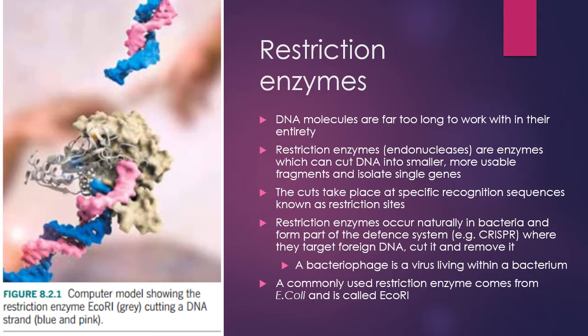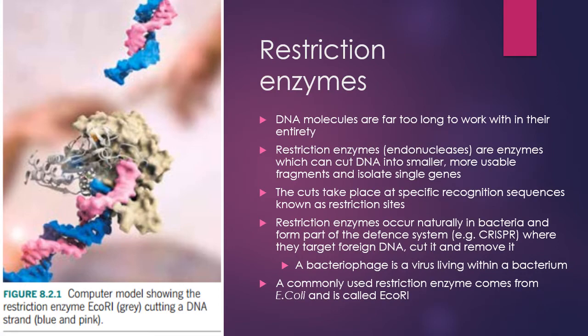to insert. So we know that DNA molecules are way too long to work with in their entirety. And in the cases of GMOs, we only want to isolate one particular gene. So a restriction enzyme is an enzyme that's able to cut DNA into smaller fragments and allow us to isolate single genes. So they're called an endonuclease. So it's an enzyme, and it's going to make cuts to nucleotides.